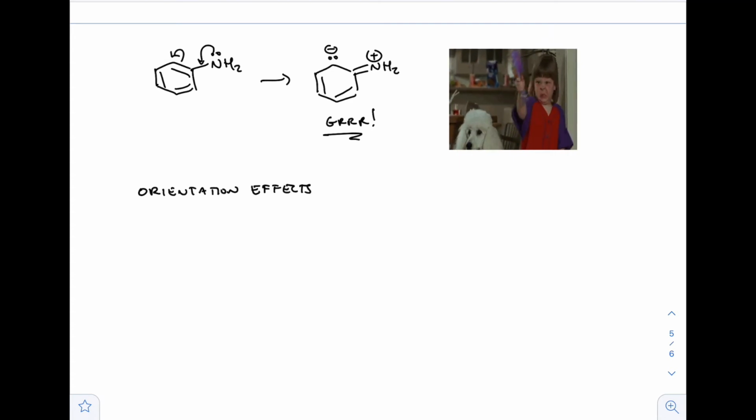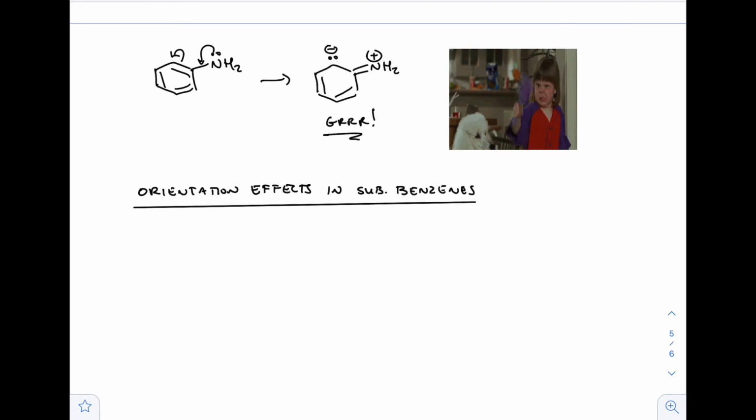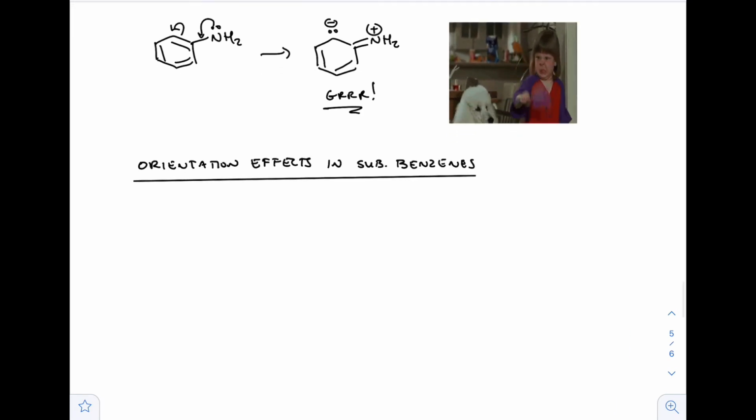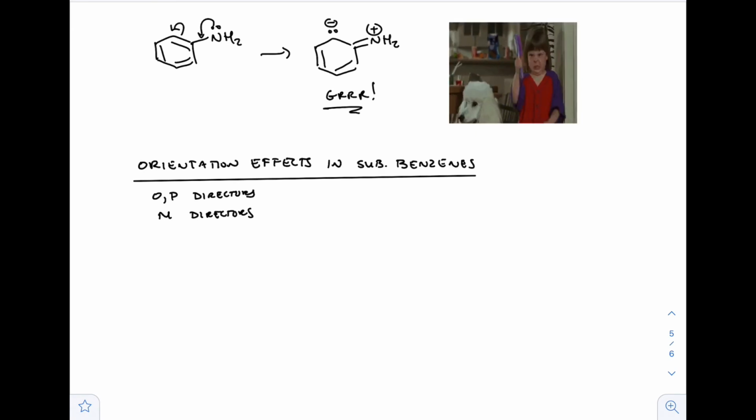But of course, when we need to discuss it, we need to discuss it in depth with the intermediate in consideration, and the energy levels and the diagrams, etc. So let's talk about the orientation effects, though, in the substituted benzenes. So we have ortho para directors and we have meta directors, right?